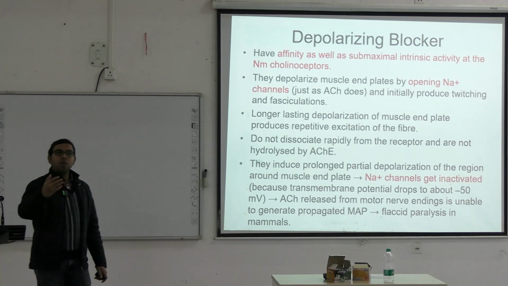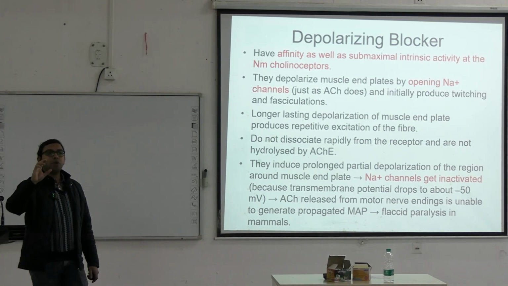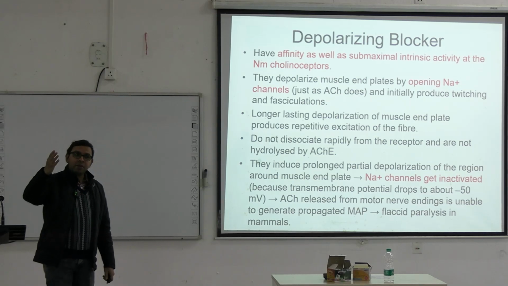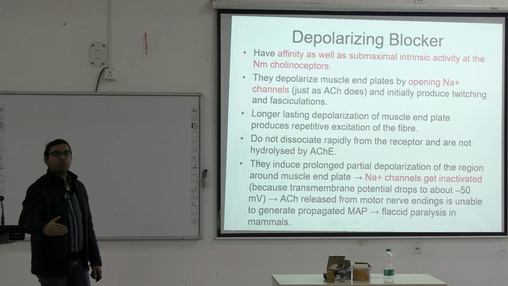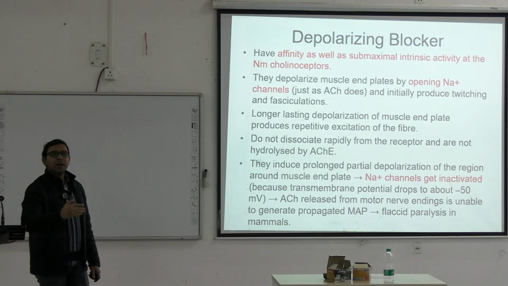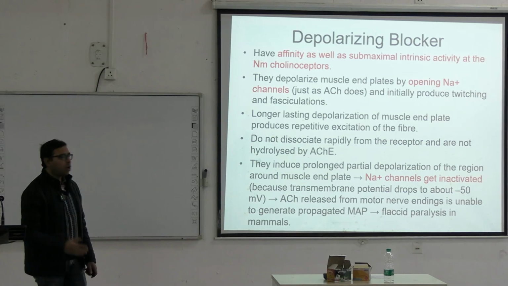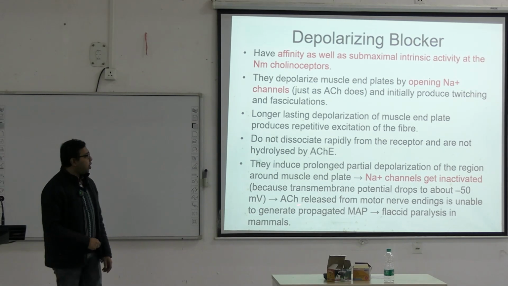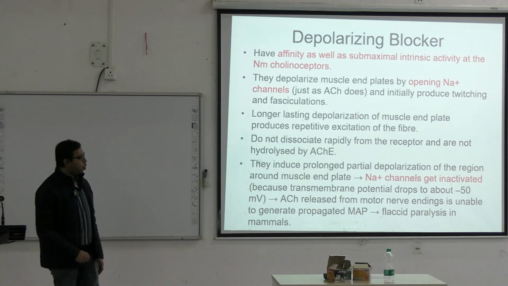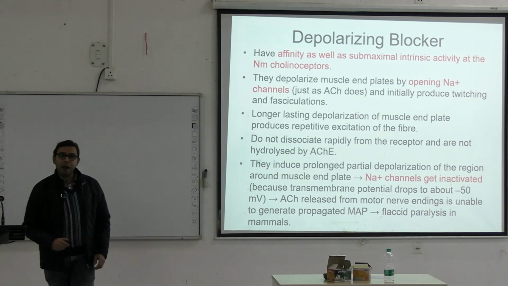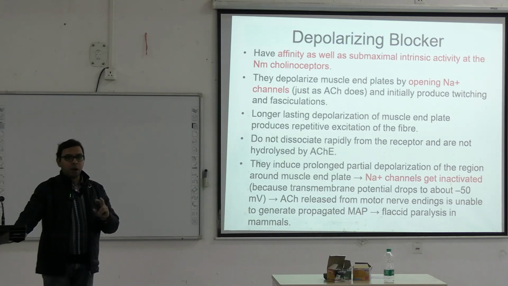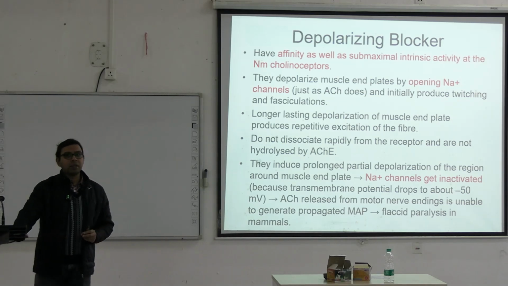You know from physiology, a minimum transmembrane potential is needed for the propagation of the action potential. Usually that critical muscle action potential drops because there will be repetitive stimulation, even at very low doses. That is why acetylcholine released from the motor nerve endings is unable to generate a propagated muscle action potential, and then again the flaccid paralysis happens. So it is clear how the depolarizing muscle relaxant acts.